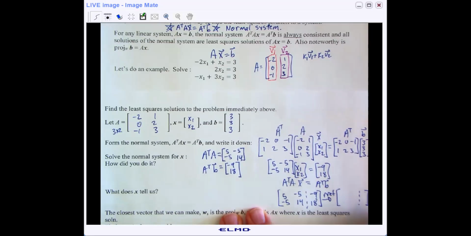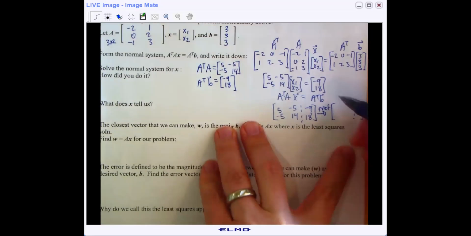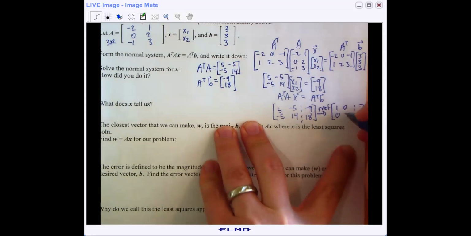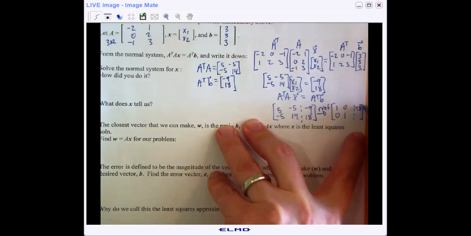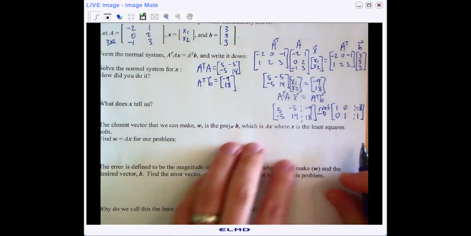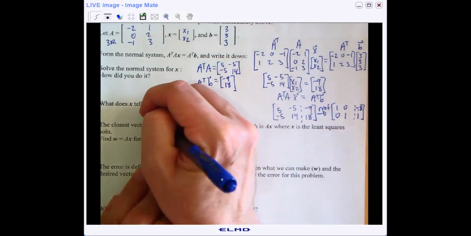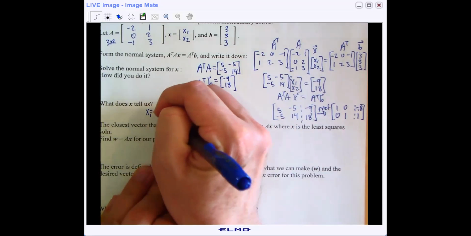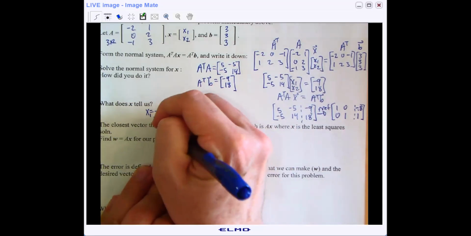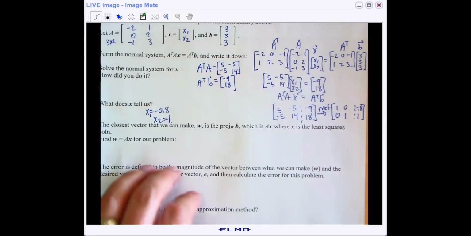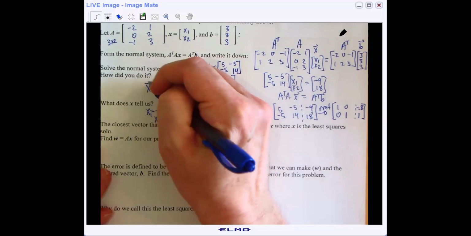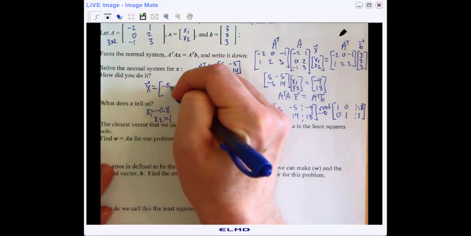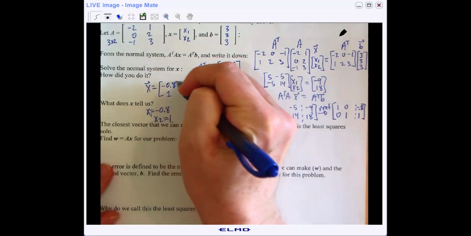okay, let me slide this up here so we've got a little bit more space. Okay, I believe we get -0.8 and 1. So it tells me that my solution is x1 equals -0.8 and x2 equals 1. All right, so that was our solution. So our x vector, our solution, is -0.8 and 1.